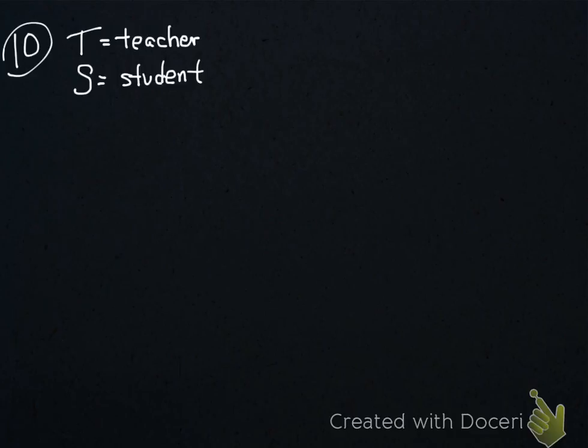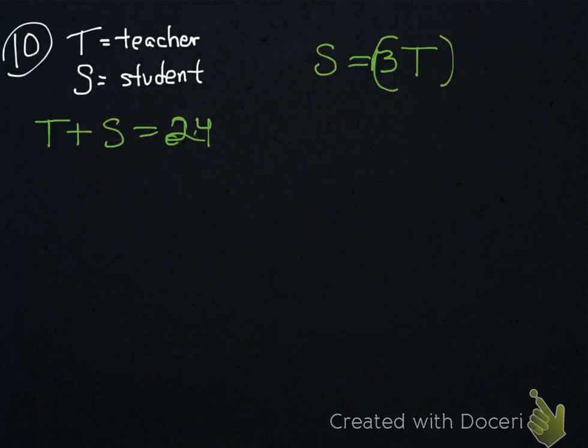Number 10. There were 24 people, teachers and students. Again, 24 is a total. They just told me to add it together. T plus S equals 24. Super easy. Not a big deal. Okay? Now let's look at the second sentence. There were 3 times as many students as teachers. So if I take the number of teachers and multiply it by 3, I would get the number of students. So students equals 3 times the teachers. This is what most people get backwards.